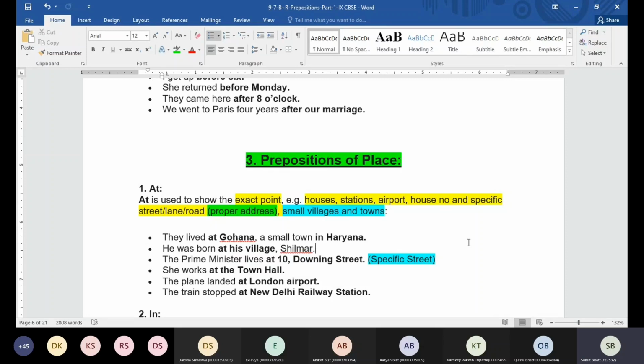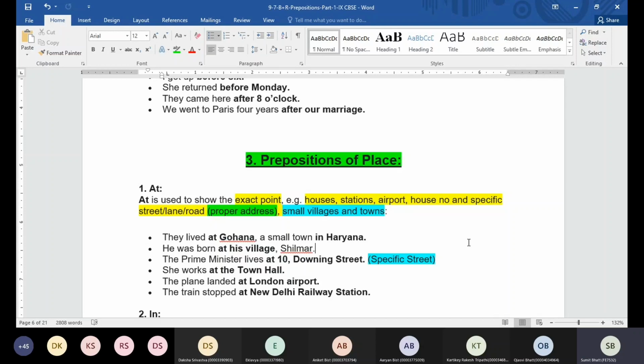He was born at his village Shilmar. So we are using at here, although we can also use in. If you use in, we are referring to inside the village Shilmar. But if I use the word at, I'm referring to the exact point where he lived, or we are saying the village is comparatively very small.